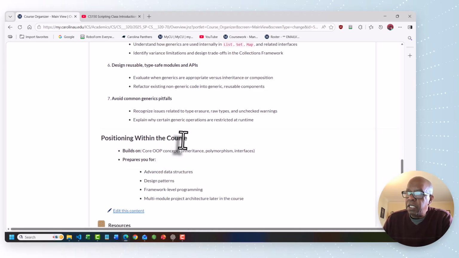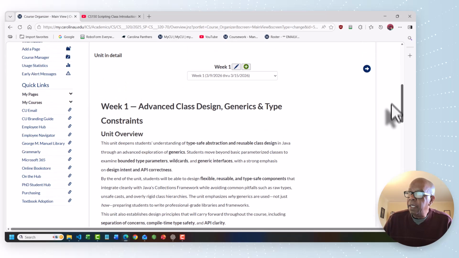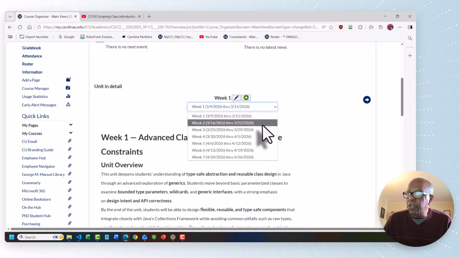Where does this position in the course? This builds on your core OOP concepts: inheritance, polymorphism, interfaces, all of which we've had before in the initial class, and then we're going to be extending those capabilities with the advanced class. So it prepares you for advanced data structures, design patterns, framework-level programming, and multi-module project architecture that we're going to be delving into later in the course. Okay, week 1.